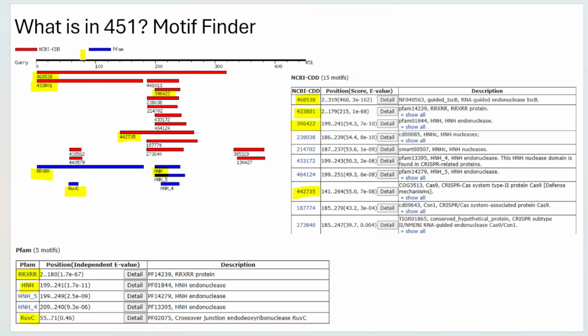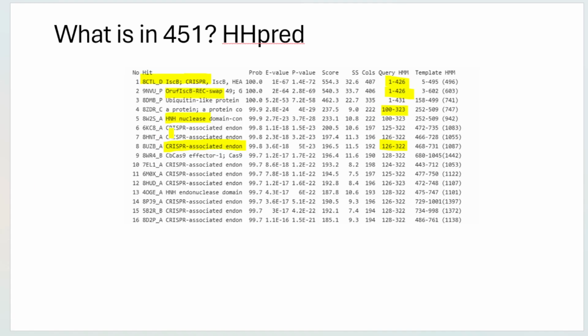So it's pretty much in agreement with the motif finder that there is some kind of ISCB pretty much encompassing the entire protein query of 451 amino acids. What's next? ISCB between 1 and 426. So okay, there is an ISCB. It is CRISPR-like between 1 and 426.